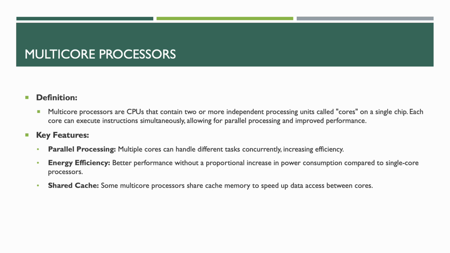Next is shared cache. Now, some multi-core processors include shared cache memory to improve data access speed between cores. This allows for faster execution and optimized communication between different processing units. So, multi-core technology is essential in modern applications, from gaming and artificial intelligence to data analytics and cloud computing. It significantly improves system responsiveness, power efficiency, and computational power.